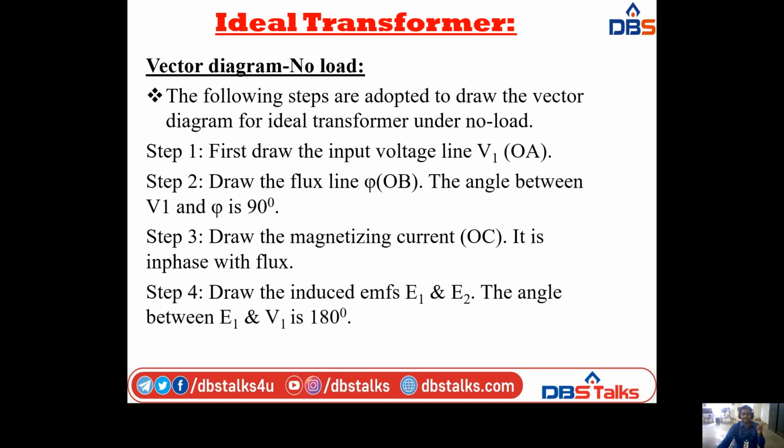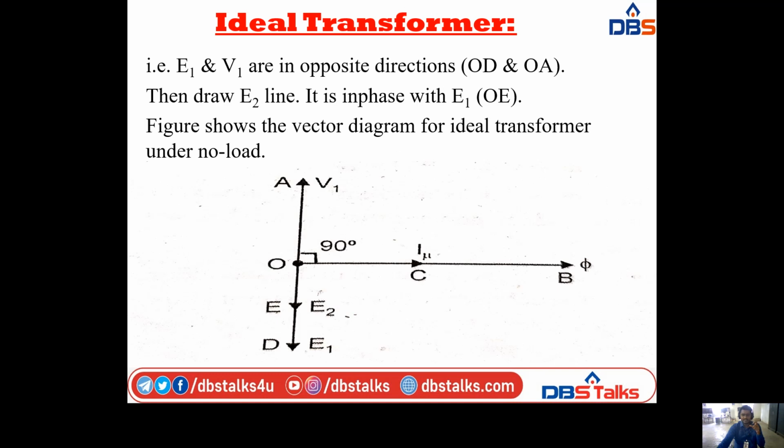Okay. Next, I draw the induced EMFs E1 and E2. The angle between E1 and V1 is 180 degrees. Here I am indicating OE. V1 and E1 are in opposite directions, that means both are on the same line but in opposite directions. Up to now it was 90 degrees, and after that it is 180 degrees. So E1 and V1 are in the opposite direction, that is OD and OA.